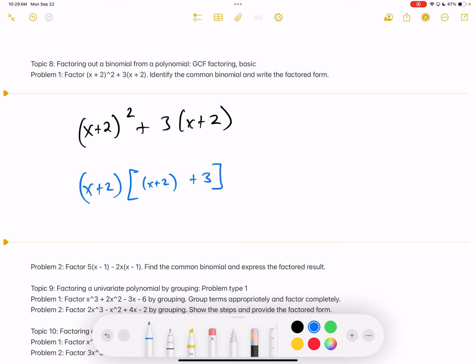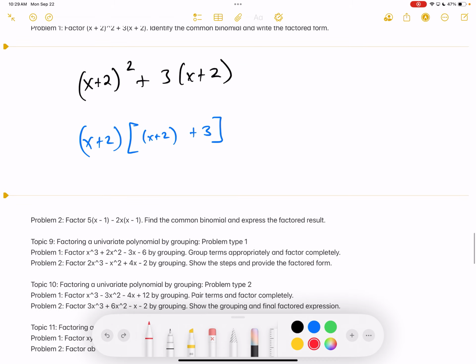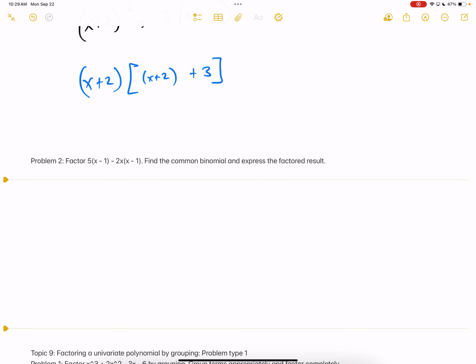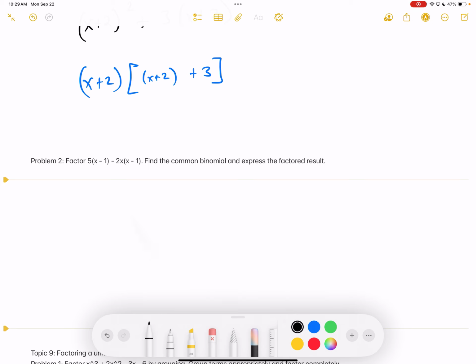And we could probably combine like terms, but most of the time when you factor like this, they want you to leave it like this to show that this times this would be x plus 2 squared, and this times this would be 3 times x plus 2. So I'm actually pulling an x plus 2 out of both of those. We won't use that concept too much. I actually teach that a slightly different way, or at least think about it a different way.